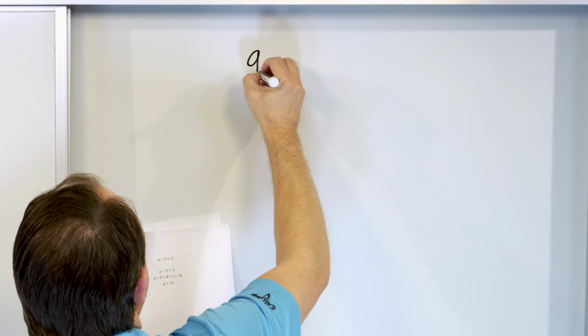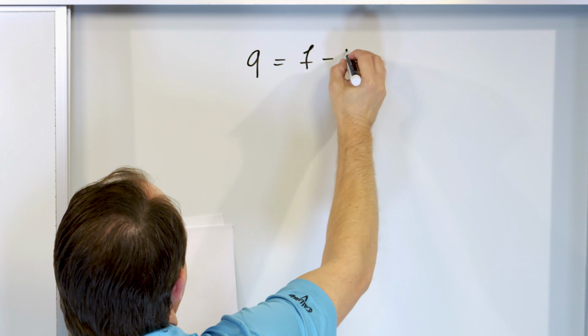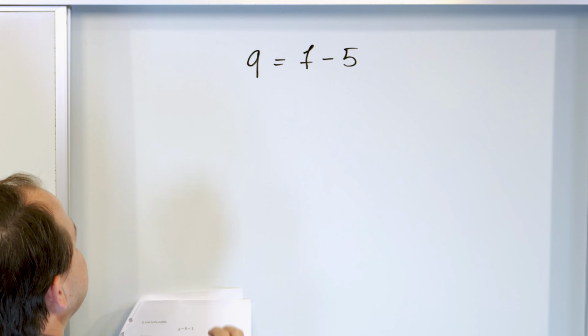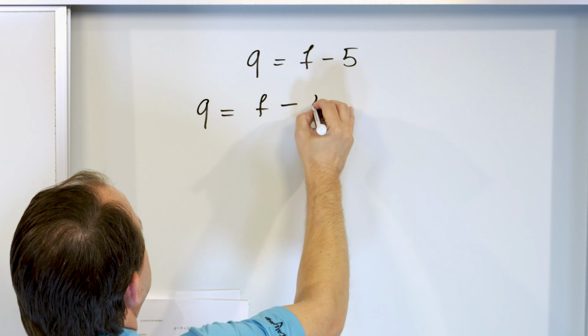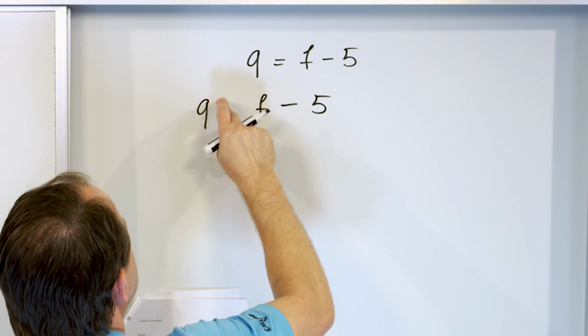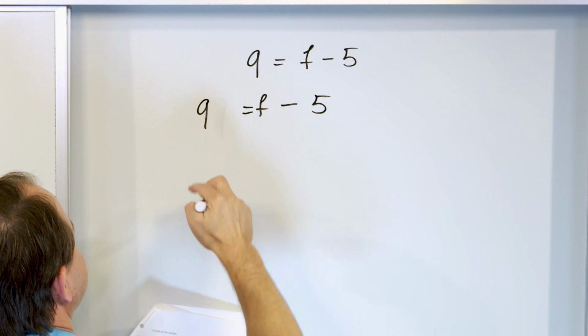All right, only 2 more problems. Let's take a look at 9 is equal to f minus 5. Variable is on the right. That's okay. Let's rewrite everything. f minus 5 here, and I wanted to give myself a little more space, so let me put that right here, like this. All right.